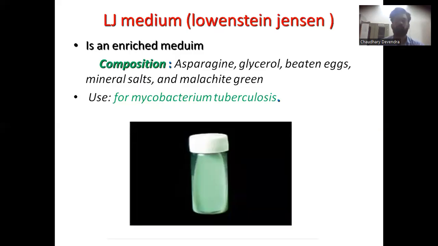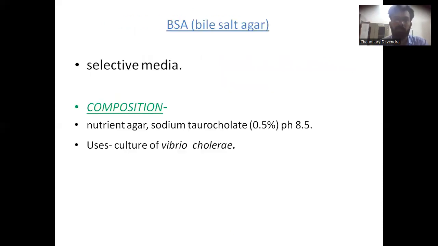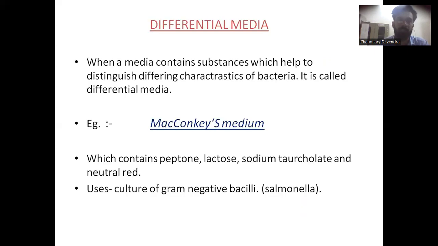Algae medium, just algae medium used for Mycobacterium tuberculosis. It is also a selective medium used to grow MT, Mycobacterium tuberculosis. BSA, wild salt agar, is also a selective media used for Vibrio cholerae. This is a differential media. When a media contains a substance which helps to distinguish differing characteristics of bacteria, it is called differential media.